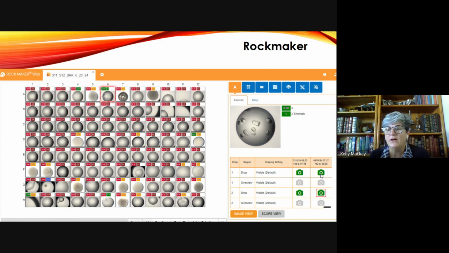Down here, you could click on a camera. You could scroll backwards through time and watch the crystals form. And they're updated every few days, which is fabulous. So this is an example of what the Rockmaker interface looks like.